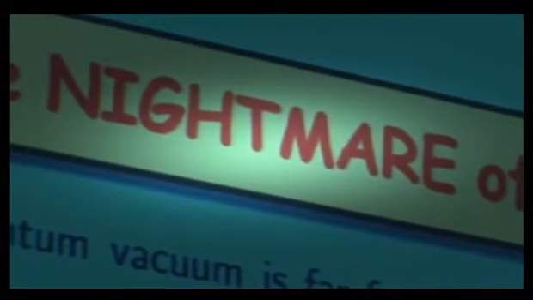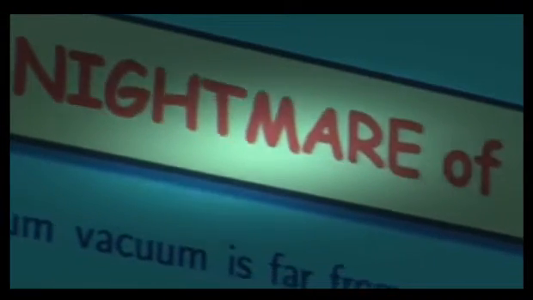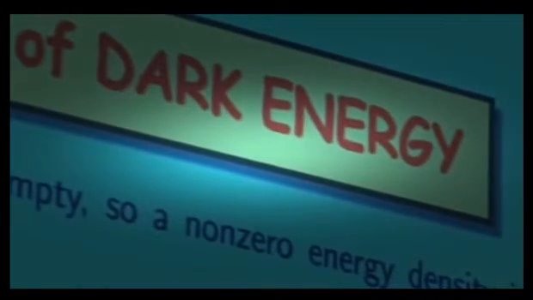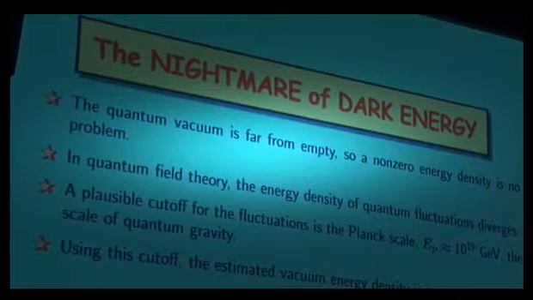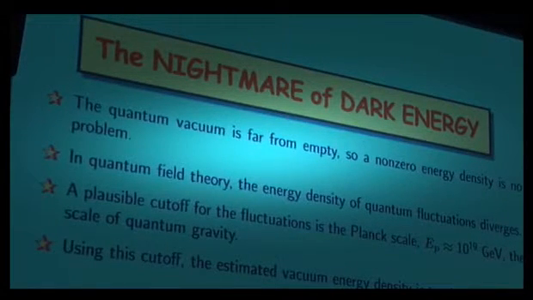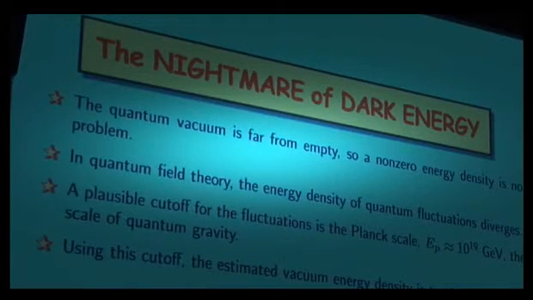Nonetheless, even though we can glibly say that this is vacuum energy and feel that that's a plausible statement, it really is a nightmare when we try to understand it in detail. What's a nightmare is to try to understand the magnitude of this horrible dark energy. And here's the problem. The quantum vacuum, as I said, is far from empty. So the mere fact that we're assigning a non-zero energy density to the vacuum is no problem. That seems completely plausible. But we can ask what happens if we try to calculate what that vacuum energy density should be using our quantum picture of the vacuum.